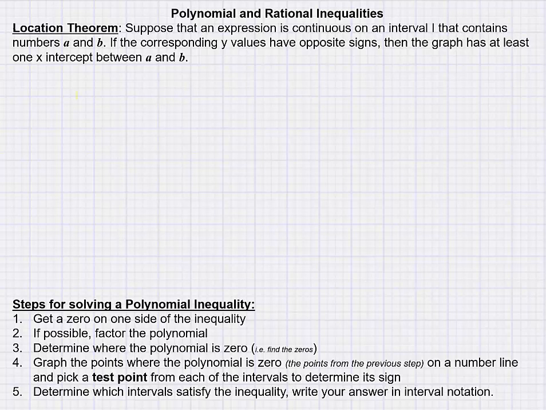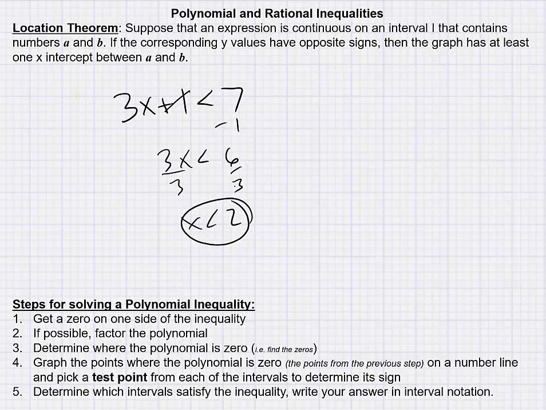Now one thing you should be familiar with are some real basic inequalities, like linear ones. Like if I said, what's 3x plus 1 less than 7, and I said solve that. Well, that's a linear inequality. You subtract 1, so that comes over to the other side. 3x is less than 6, divide by 3, so x is less than 2. Real easy. Things you've been solving for a long time.